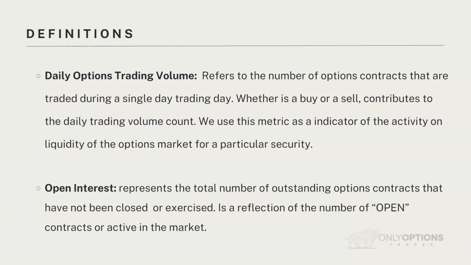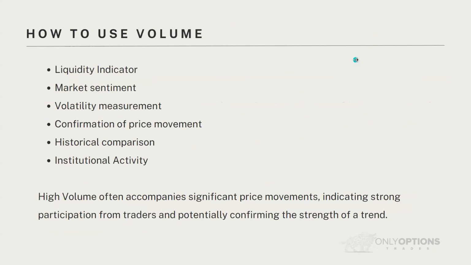But compared with volume, open interest represents the total number of outstanding contracts that have not been closed or exercised. So the key of the whole lecture is this. Volume is the number of contracts traded during a single day, and open interest, whenever you see it on the options chain, is just a reflection of the open contracts that are active in the market right now. So how do we use it?